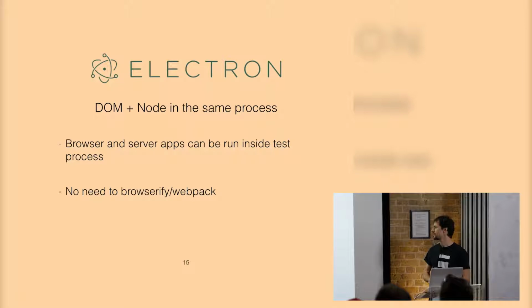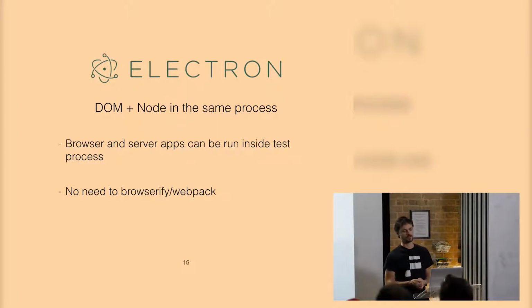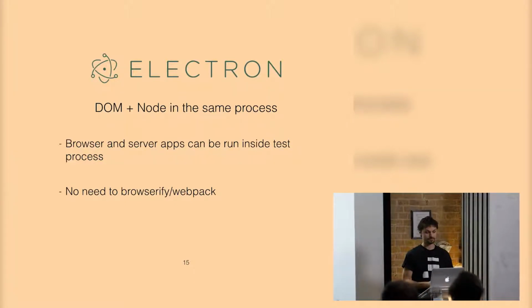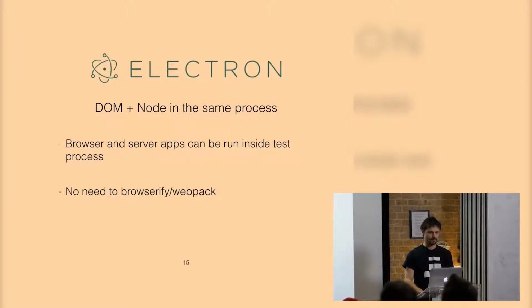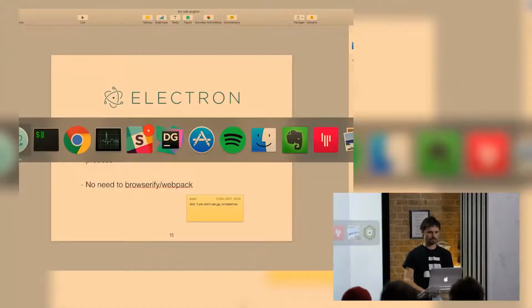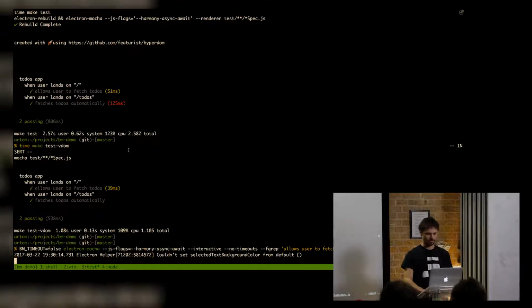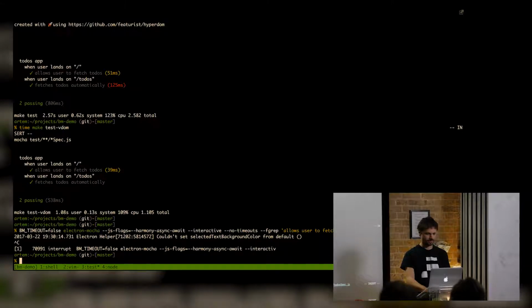The reason it's fast is that there is no need to browserify or run your client-side code through Webpack or something. Since Electron has the DOM API as well as the Node API, we can just use our require statements and stuff just works. So it's really, really fast compared to Webdriver-based tests. In fact, I'm going to give you some numbers as to how fast it is.